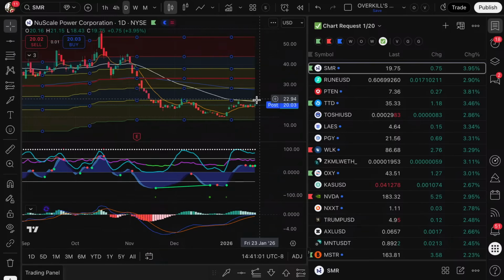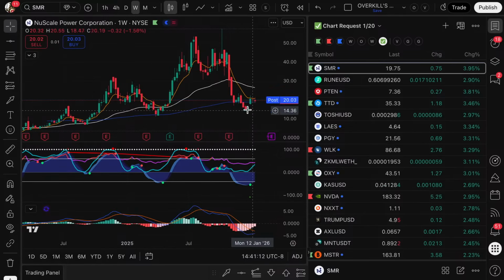You did get some today here at 20. So 20 is going to be a big level. I'd be a buyer here at 20. And then if it goes down to 10, I'd probably average down if it dropped down that 50%. But I think this is a good place to start a position here on SMR if you believe in it, if you believe in nuclear.